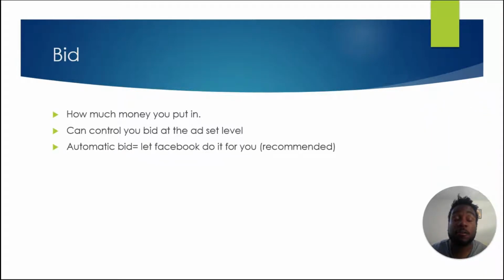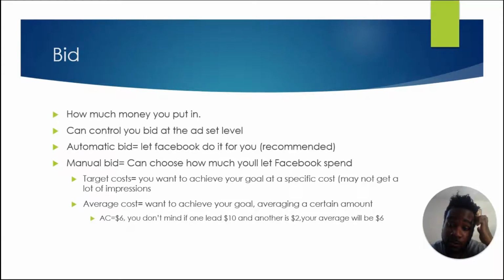There are different ways you can bid that I'm going to go into a little detail on. Automatic bid, we all know this. It's when you let Facebook do the bidding for you. Facebook is always going to try to find you the lowest cost for your bid. They'll put in the appropriate amount of bid for you to win that auction and get your ads shown. You can also do manual bid, which is where you choose how much you'll let Facebook spend. There are 2 different options when it comes to this. You can do target cost, which is where you want to achieve your goal at a specific cost, but be careful with this because you might not get a lot of impressions depending on your target cost.